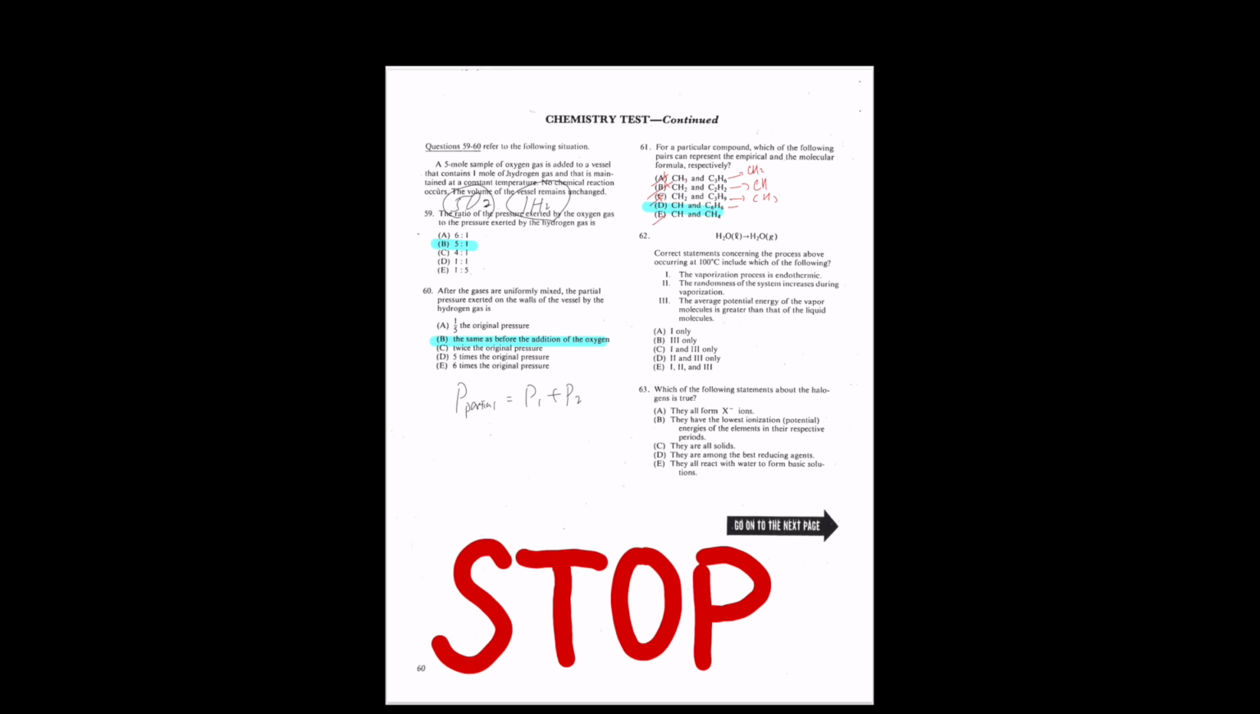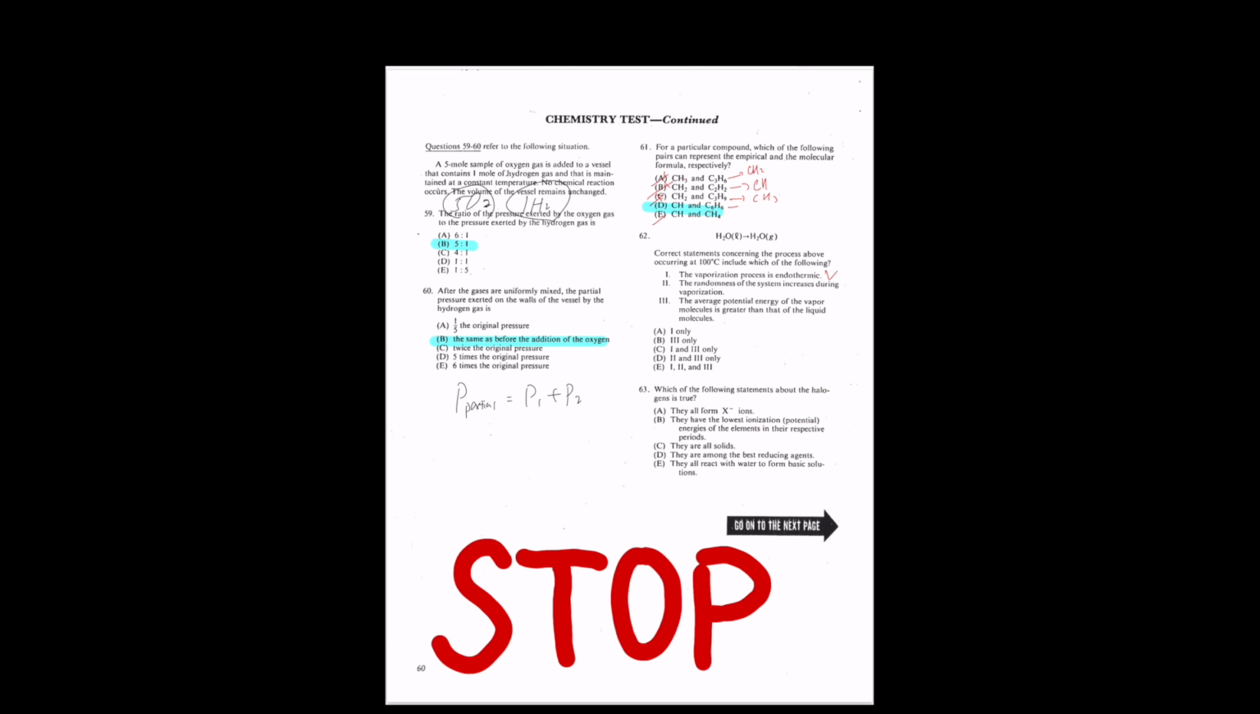Correct statements concerning the process above occurring at 100 degrees include which of the following? The vaporization process is endothermic. That is true because when water turns into gas, or rather when H2O liquid turns to H2O gas, the hydrogen bonds in the liquid, which are stronger, are broken.